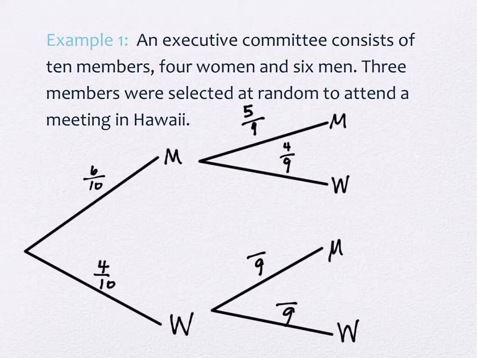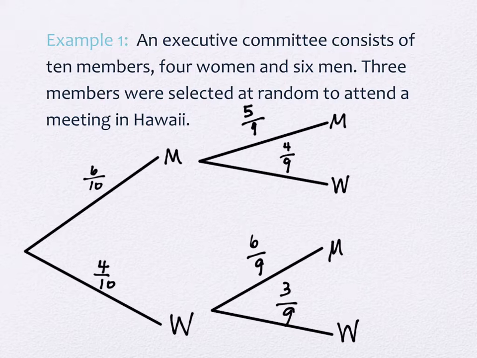Now we're going to do the bottom branch. Along the bottom branch, I selected a woman's name, the first draw. So how many men are still in the basket in that situation? 6. And how many women? 3. There are 3. So sometimes the probabilities will change along our branches because of the context of the problem. And this is an example of one.